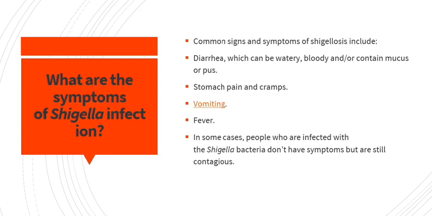What are the symptoms of the Shigella infection? The common signs and symptoms of shigellosis include diarrhea, which can be watery, bloody, or contain mucus or pus. Stomach pain and cramps also cause vomiting and fever. In some cases, people who are infected with the Shigella bacteria don't have symptoms but are still contagious.